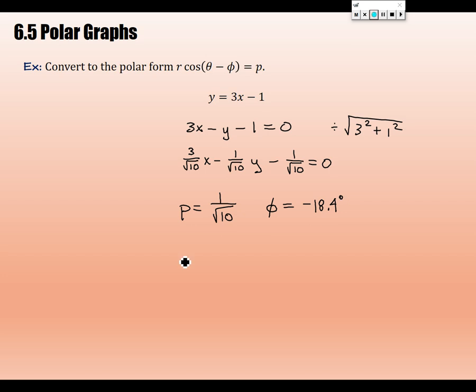Okay. So I think we're finally ready to write the normal form here, or at least the approximate normal form. Keep in mind that r and theta are variables. Don't plug anything in for those. Phi and p are constants, so plug those in where they belong. I think I just see people put things in the wrong spot sometimes. Theta minus, or actually I guess you want to say plus 18.4 degrees equals 1 over root 10. So that's approximately what we're looking for.